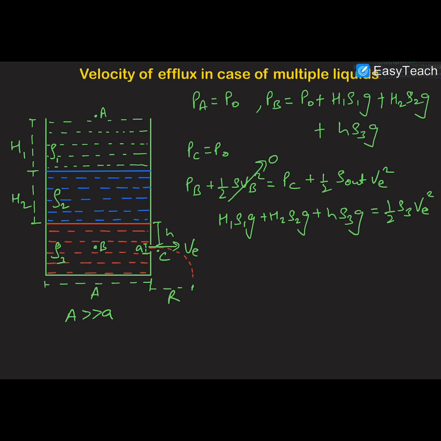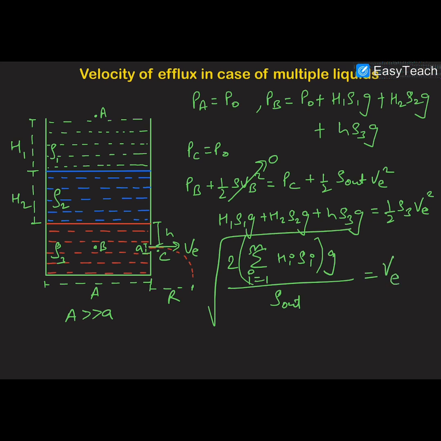Okay, and we can also write it as the summation, i equal to 1 to n, of Hi rho i into G, and into 2 also, divided by rho out, and under root of this term. This is called the efflux velocity in the case of multiple liquids. So you can also memorize this formula.